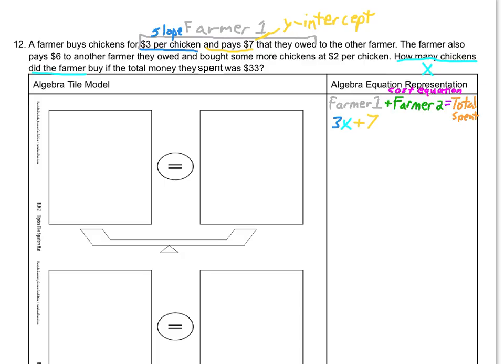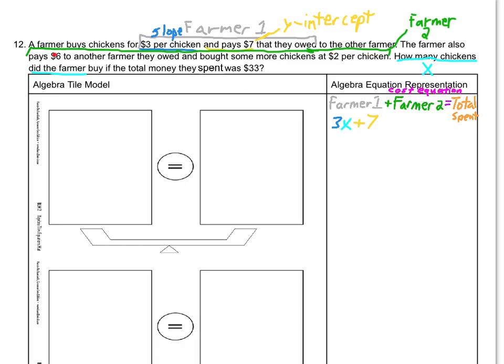What do you think farmer 2's total is gonna look like? Again, it should look very similar to this in this context. Take a moment, try that. Otherwise, we're gonna have pays another farmer $6 and $2 per chicken for there.